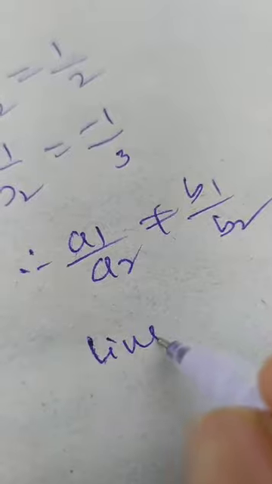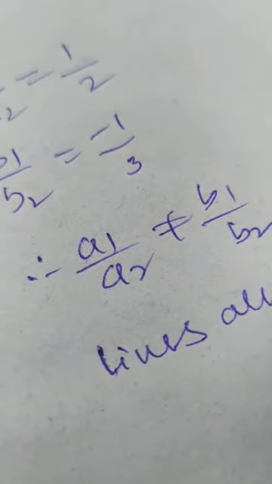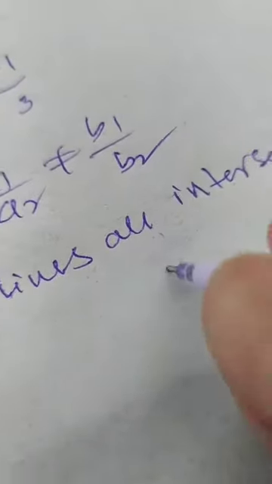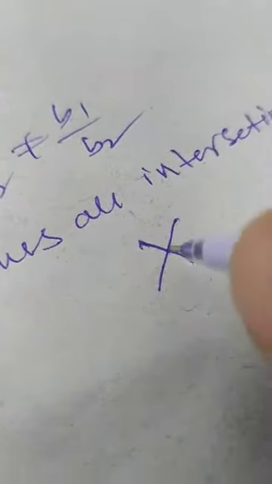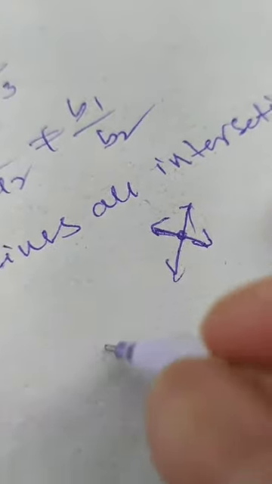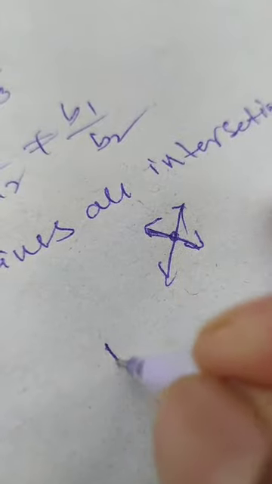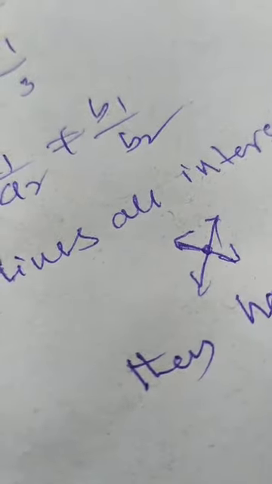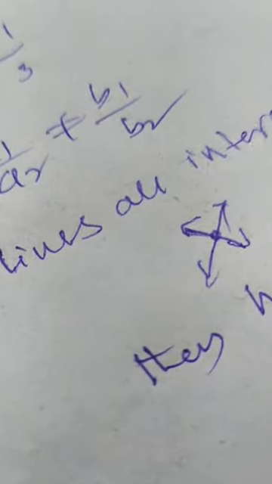So in this case, what I said, lines are intersecting. If lines are intersecting, it means lines may be like this, intersecting. So they are intersecting at one point. So how many solutions do they have? They have a unique solution, right? One more case I am taking.